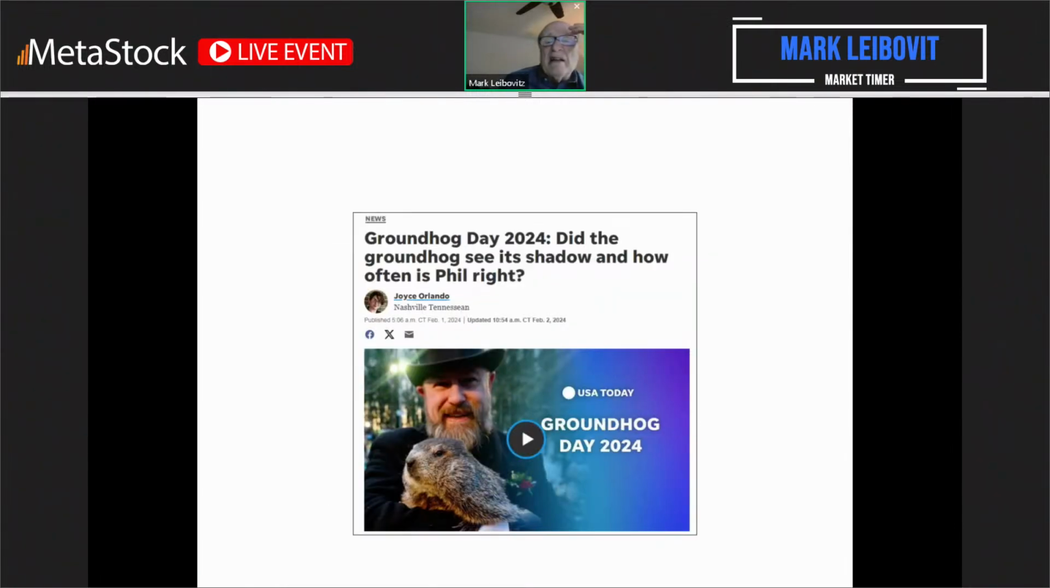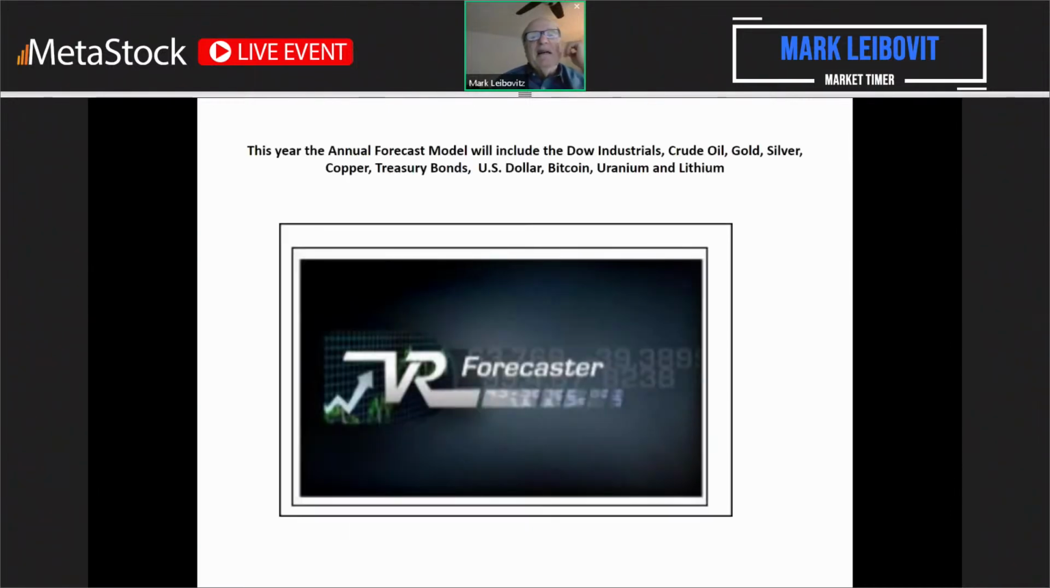I also look at Groundhog Day. Every year on February 2nd, I did a study on this years ago. There tends to be weakness two weeks either side of Groundhog Day. So that's a time frame that if you're trading, you've got to be aware of, a cycle that comes in, unrelated maybe to the groundhog, but it's the same day as the groundhog.